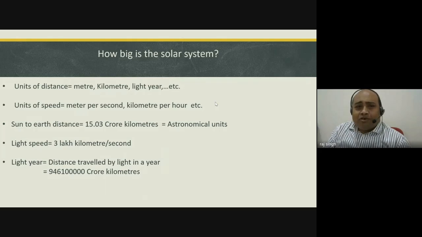So how big is our solar system? Some units for those who are not from the physics background. Distances, we measure in light years, kilometers, meters. The speed of light is in meters per second. The Sun-Earth distance is 15.03 crore kilometers, which is called the astronomical unit. The speed of light is around 3 lakh kilometers per second. And what light travels in 1 year is called a light year, 9461 and then 5 zeros crore kilometers. You know the distance.